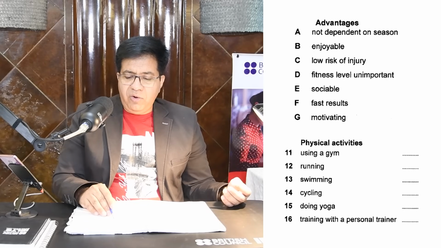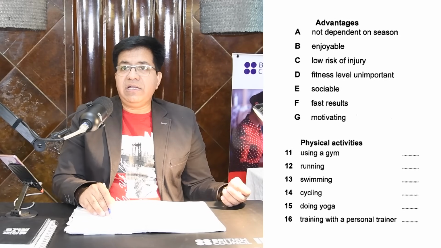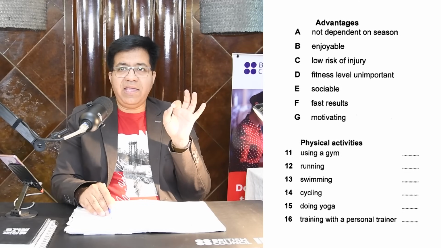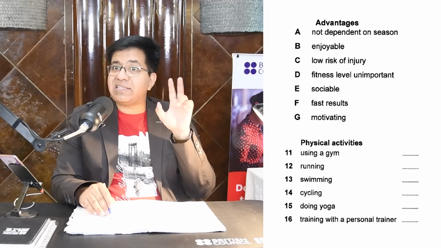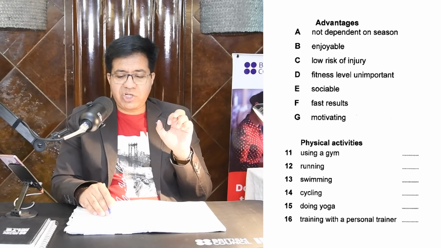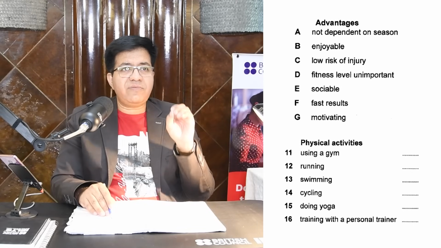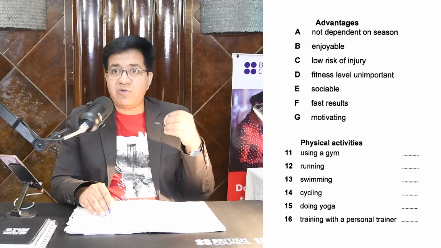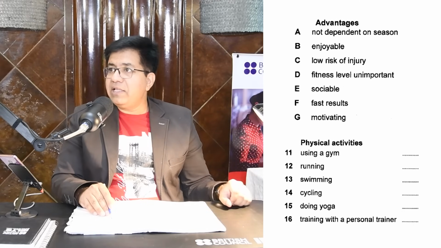Option C, low risk of injury. Low risk. In IELTS, low risk is translated as less chance. Risk means chance. Low risk, less chance. For injury, they can use the word injury. They can use the word hurting yourself, right? Or any other word like that.